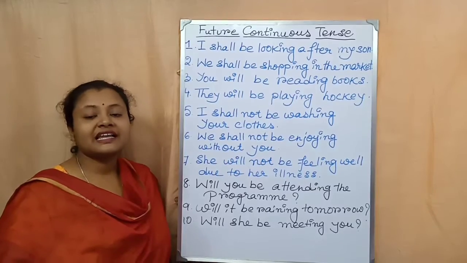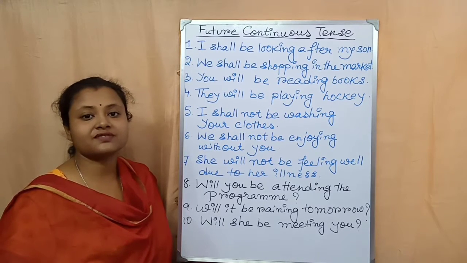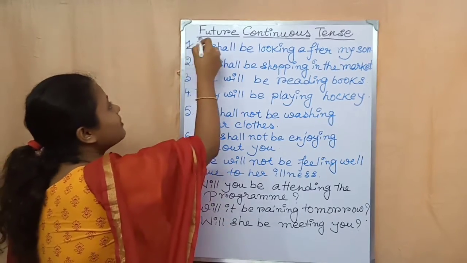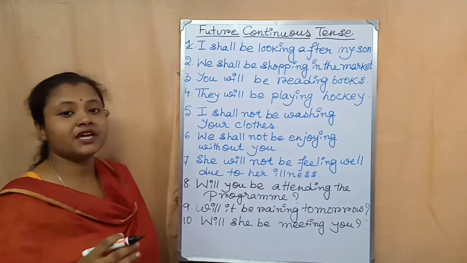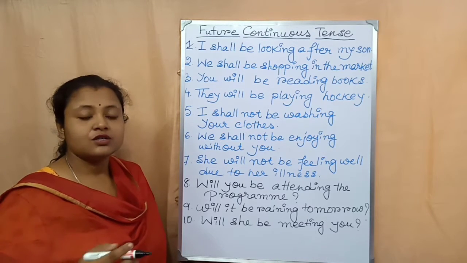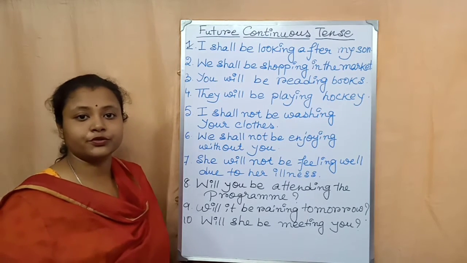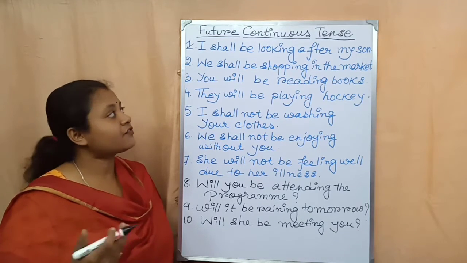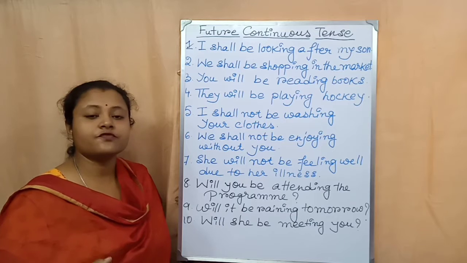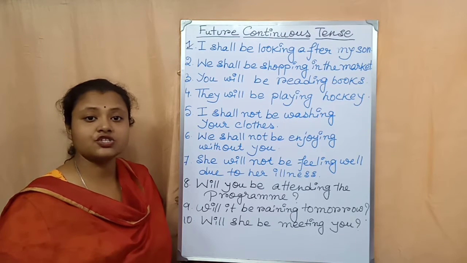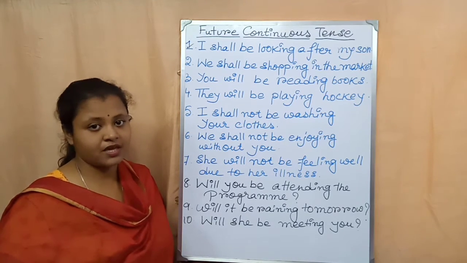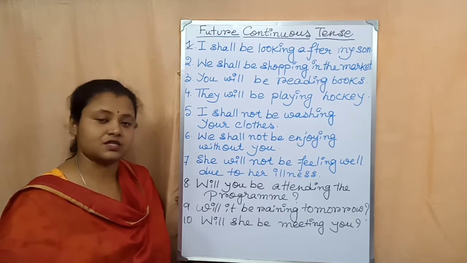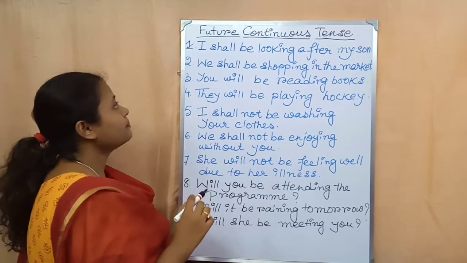Now students, let me discuss some of the examples from future continuous tense. Number 1. I shall be looking after my son. So what is the rule? Let me first tell you about the rule. At first you have to write the subject, then shall or will. After that be. Then the present form of the main verb, then ing, then the rest of the sentence. For the assertive sentence you have to write in this way. Okay, look at example number 1.